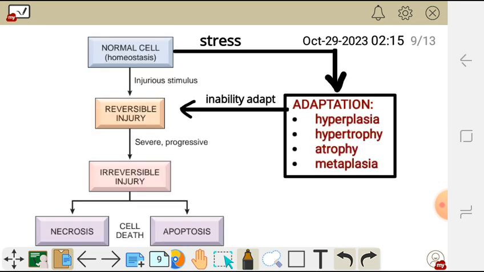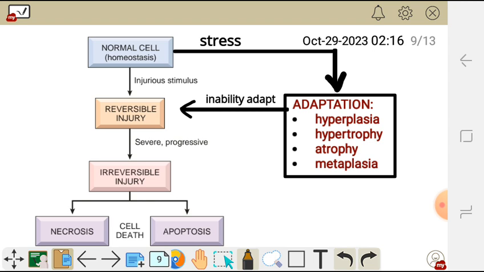So in my previous video, we talked about adaptation. All these types of adaptation, I explained them. Now here we're going to talk about reversible and irreversible cell injury. But first of all, we have a normal cell here. Then this normal cell is being stressed. This stress is going to cause adaptation.